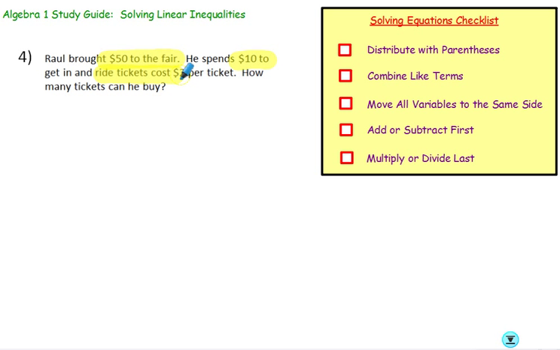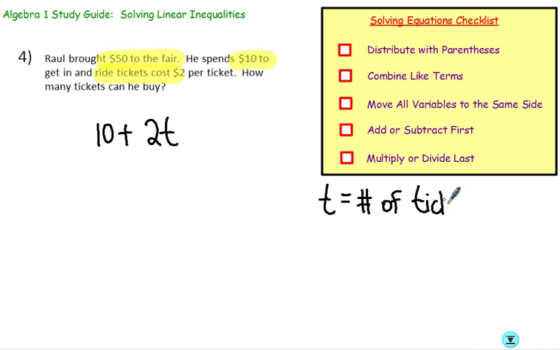So what we're saying here is it's 10 bucks to get in, plus $2 for each ticket. Now we don't know how many tickets we're going to buy, so we'll do T. T is equal to the number of tickets. We could have used X or Y or any other letter, but if we have a choice of picking our variable, why not pick a letter that matches the problem? Since we're talking about tickets, we'll do T.